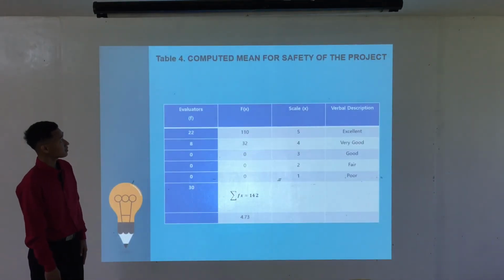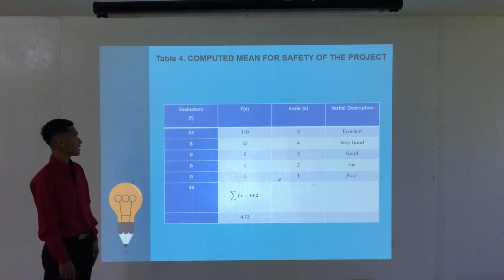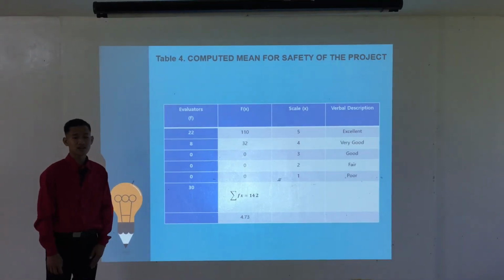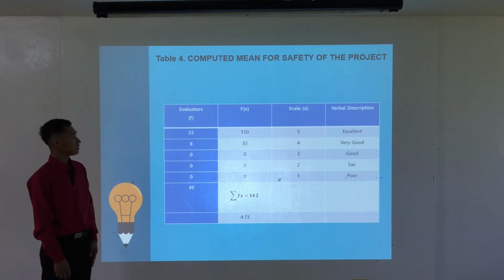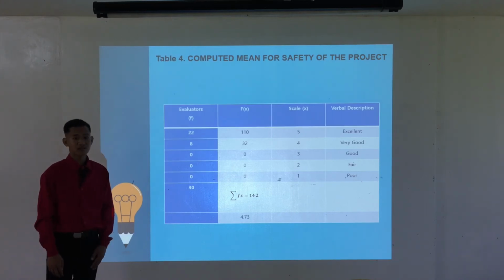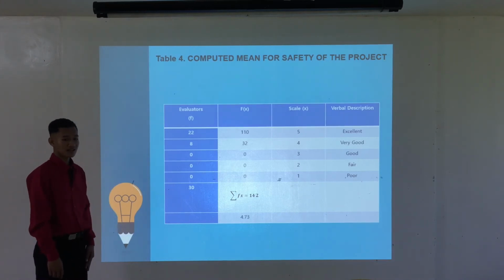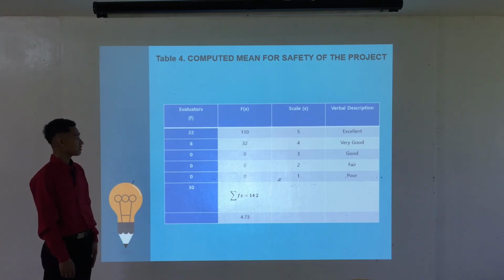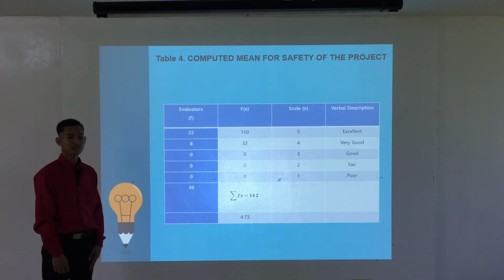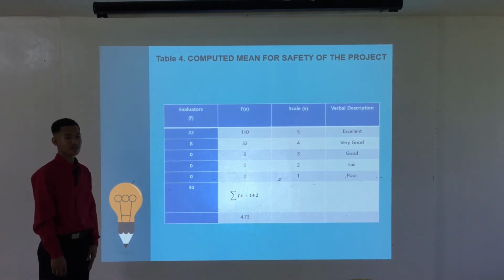And lastly, the computed mean for the safety of the project. Out of the 30 respondents, 22 rated the project as excellent and 8 respondents rated the safety of the project as very good. So the calculated mean is 4.73, interpreted as excellent.